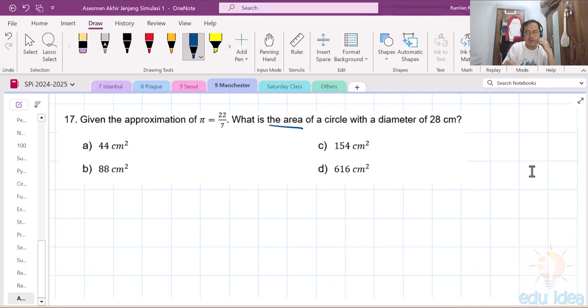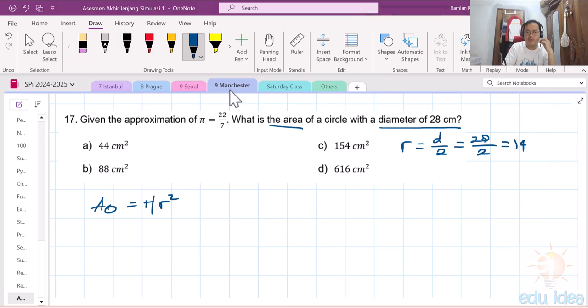Now, the one that's being asked is area. So remember that, if you forget the formula, just see it in the list, okay? So the area of a circle is equal to pi r squared. Now we have the pi value, which is 22 over 7, but we don't know the radius yet. We need to connect it with the diameter. We know that diameter is twice the radius, meaning that the radius is the diameter divided by 2, which is 28 divided by 2 equals 14, right?